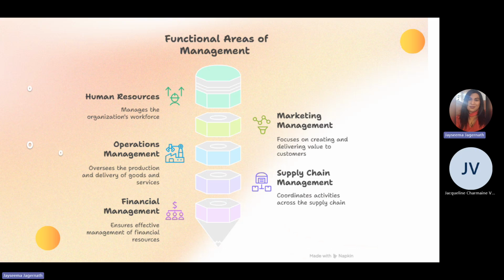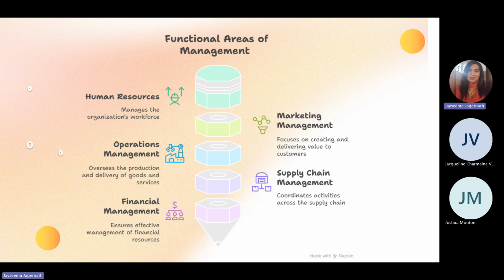So as discussed, this learning unit is sort of the culmination of the course, and it looks at all the functional areas of management. So it breaks down all those middle management functions. It looks at human resources, operations, marketing management, the different orientations of marketing. We go through supply chain, and then at the very end, we do financial management.